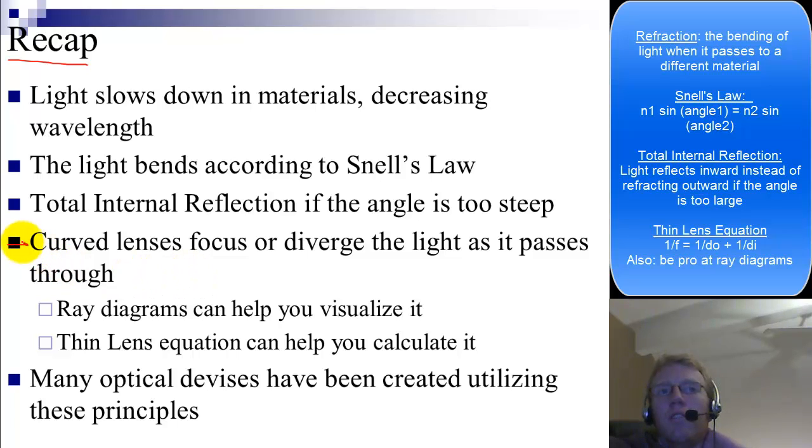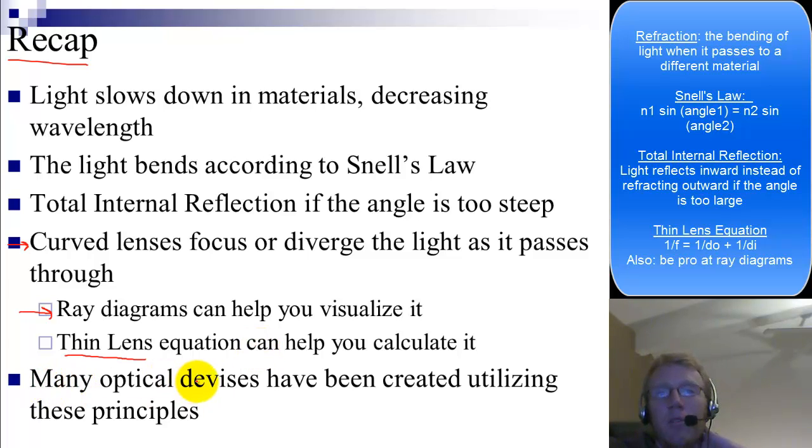Then we learned that curved lenses focus the light or diverge the light depending on their shape. And you can either use the ray diagrams drawing the 3 special rays to find the image location, or you can use the thin lens equation to calculate where it's going to be. And if you use the thin lens equation, then you need to make sure you take into consideration your sign conventions for the focal length, the distance to the object, and the distance to the image.